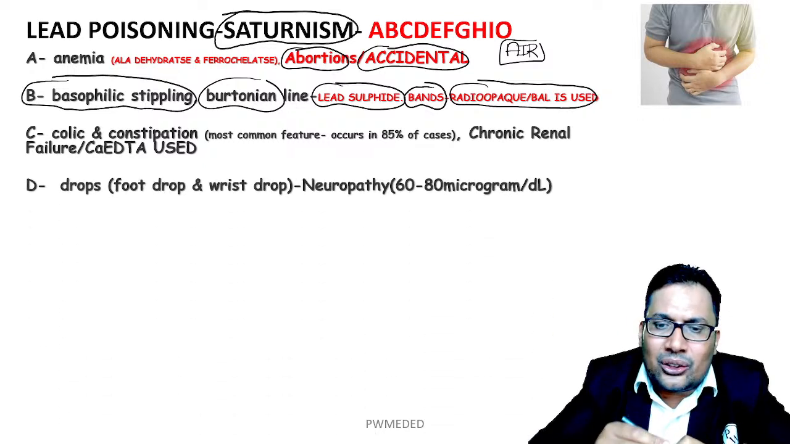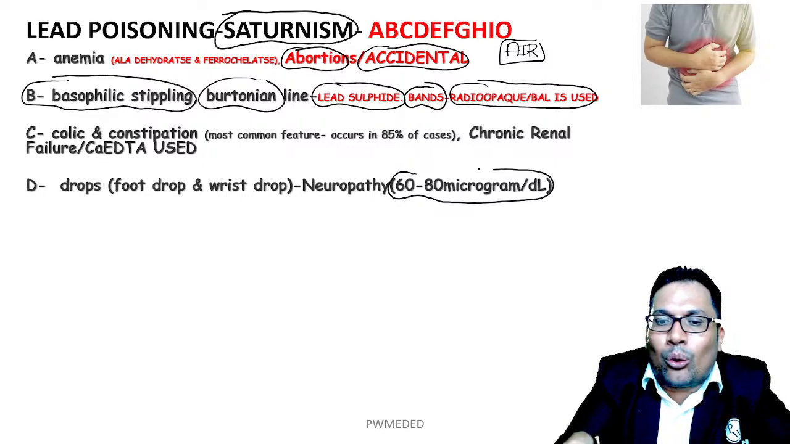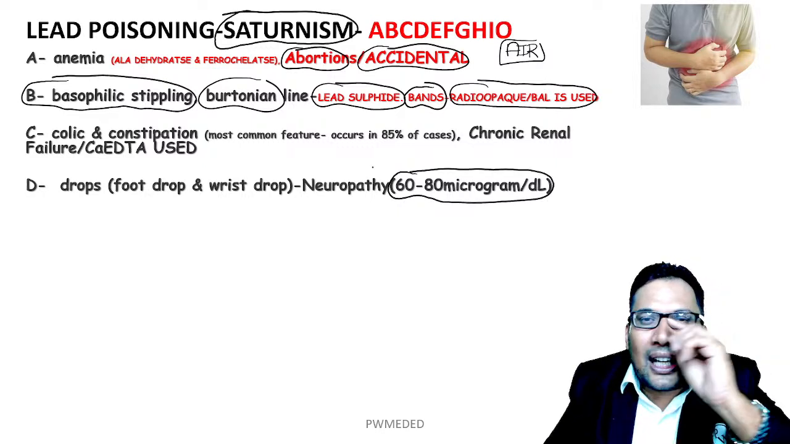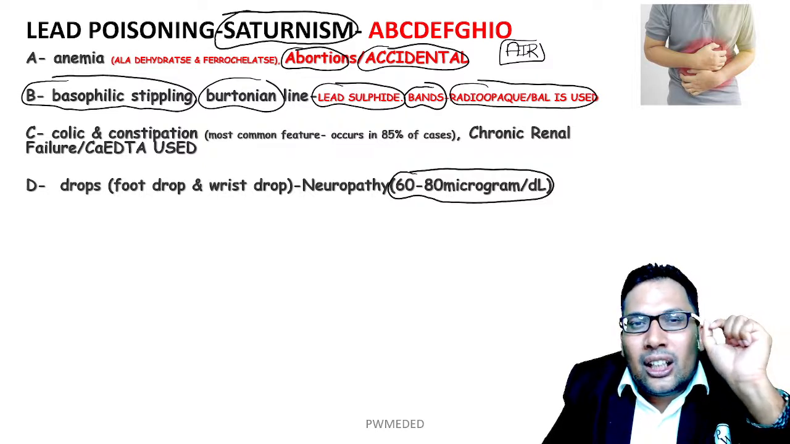I will just write here. This is the motor neuropathy at the level of 60 to 80 microgram. This is taken from a standard textbook. At the level of 60 to 80 microgram, there can be drop.